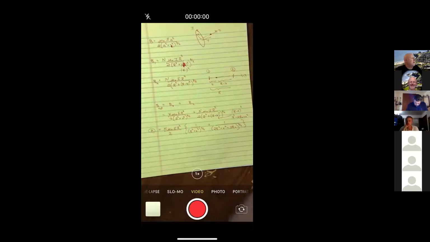So let me go back to the question A. So question A, the coil centers are a distance r apart. Each coil carries a current I in the same direction as shown.